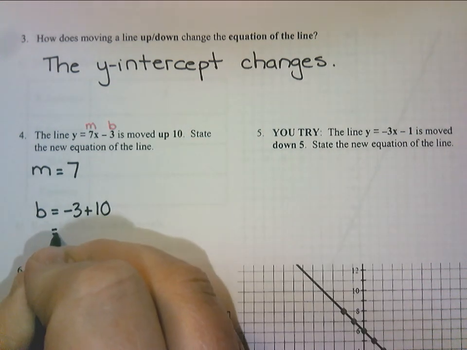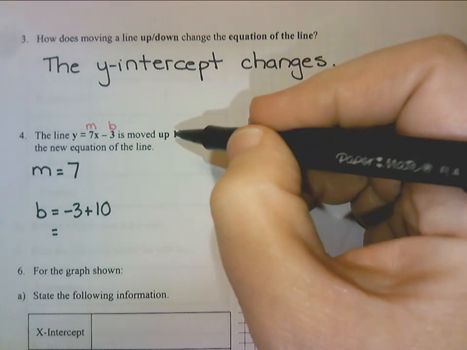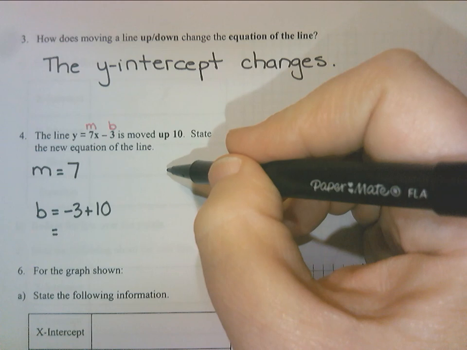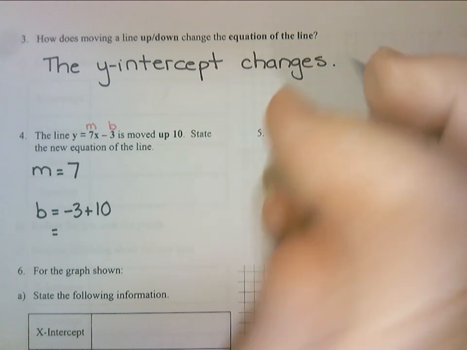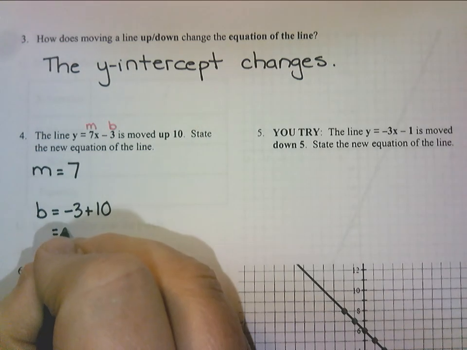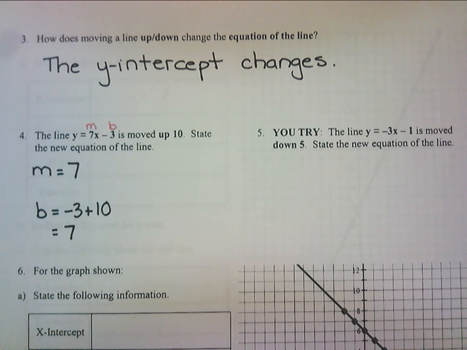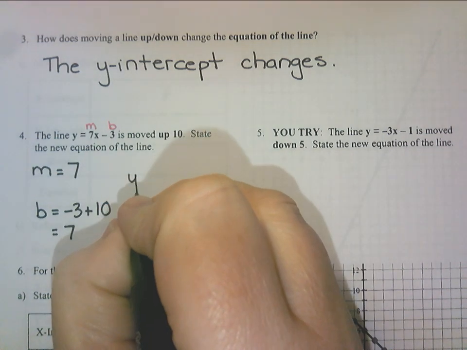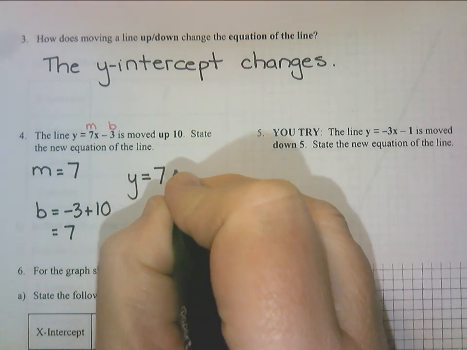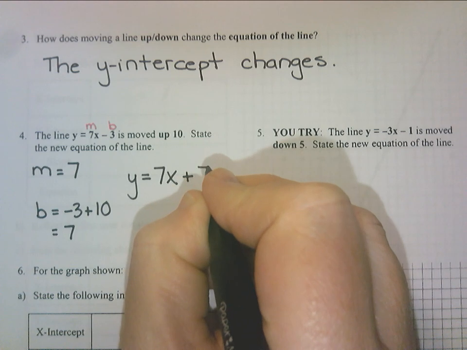If I was going down 10, I would subtract 10. But because we're going up, I would add. So negative 3 plus 10 is 7. So my equation should be y equals 7x plus 7.